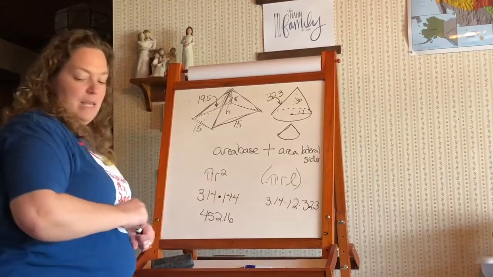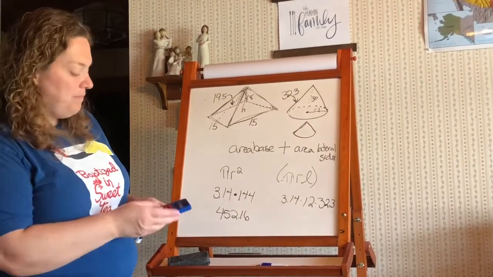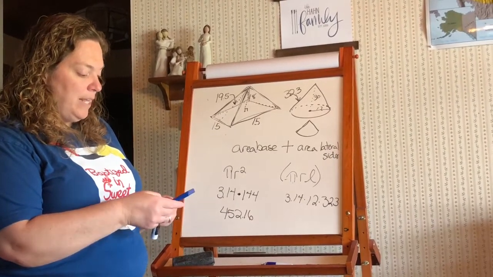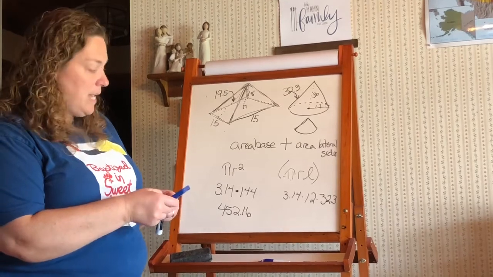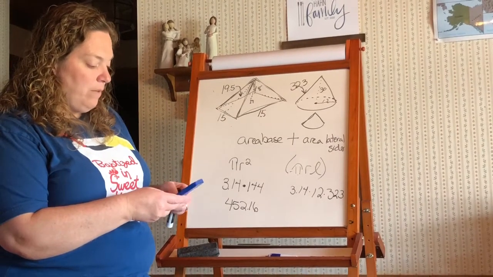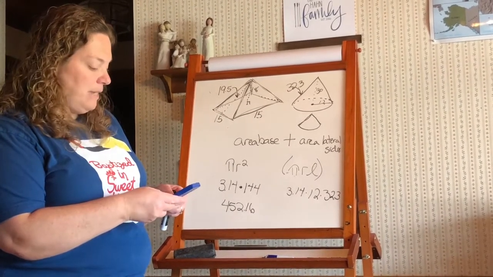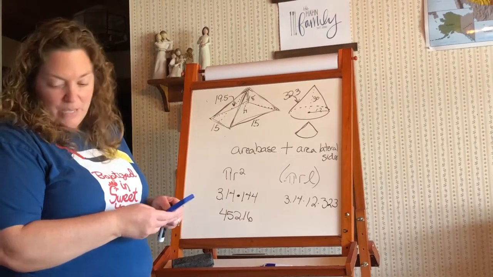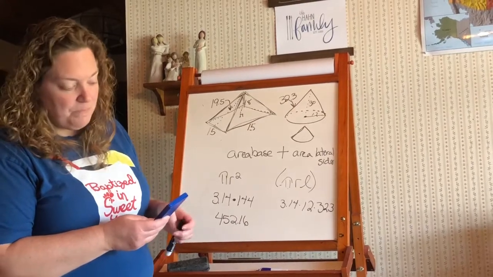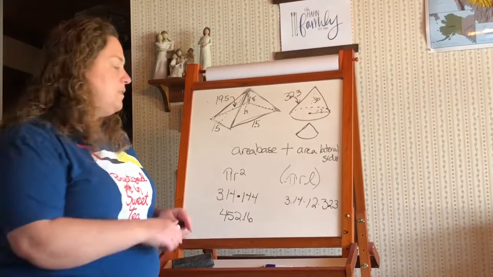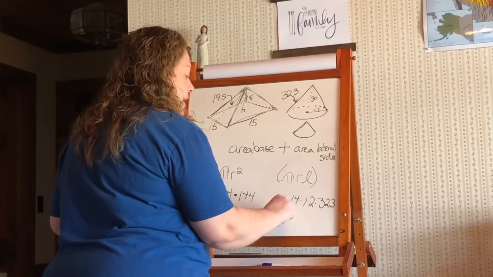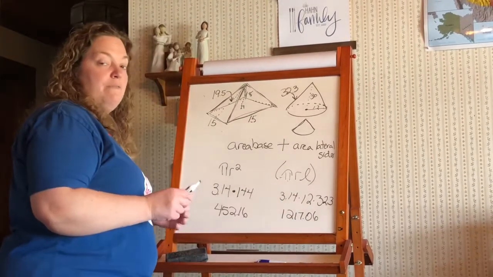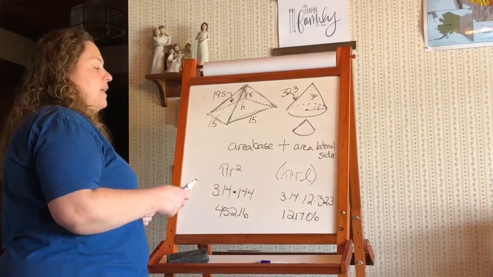There it is. So let's get out our calculator. We have pi, which is 3.14, times the radius, which is 12, times the slant height, which is 32.3, and you get, make sure I've got it right, 1217.06. It actually is 0.064, but we're just going to take it to 2 decimal places.